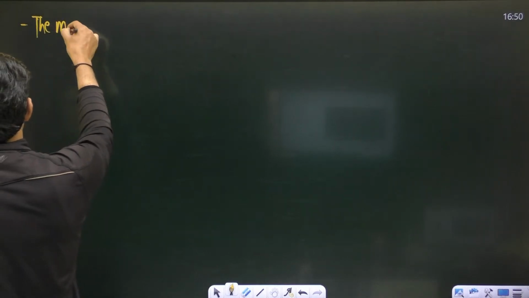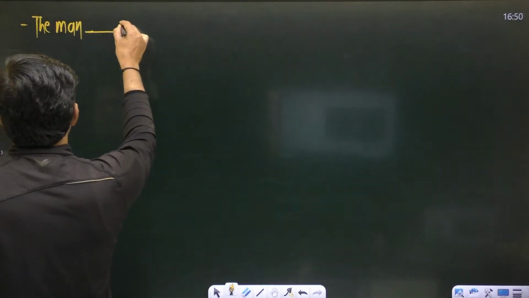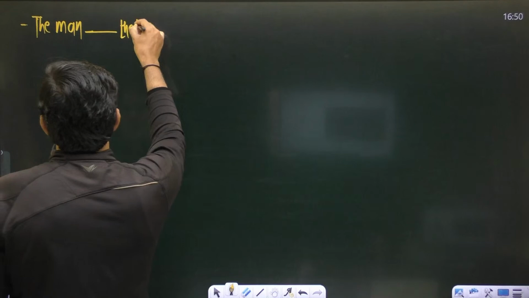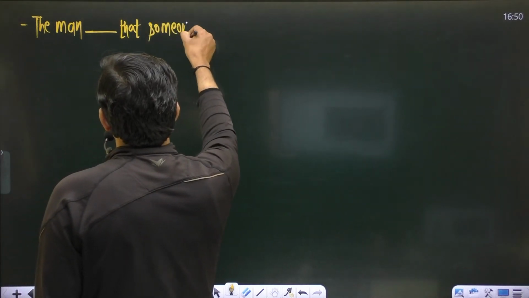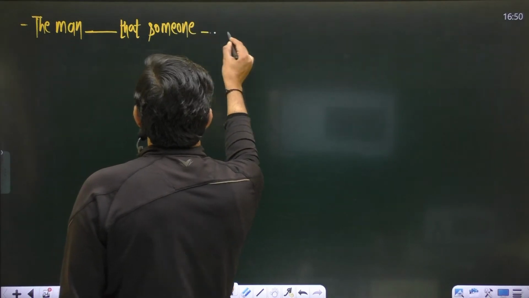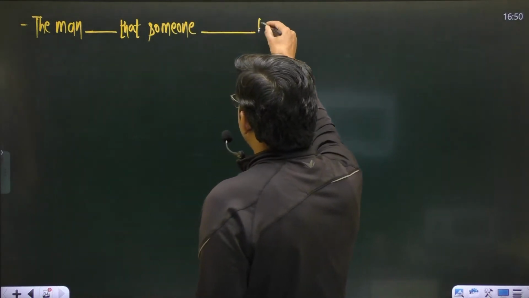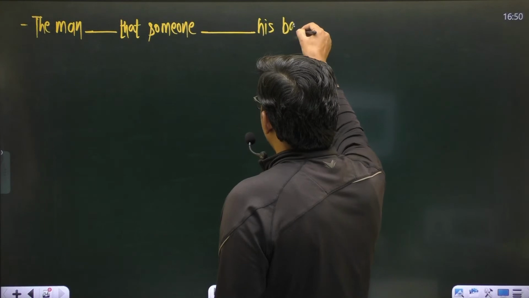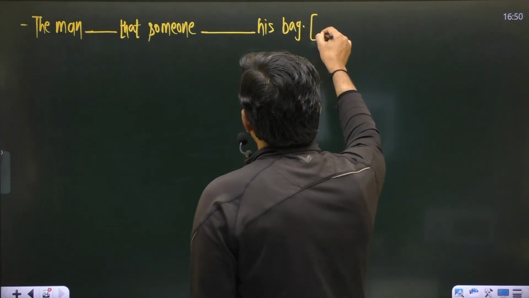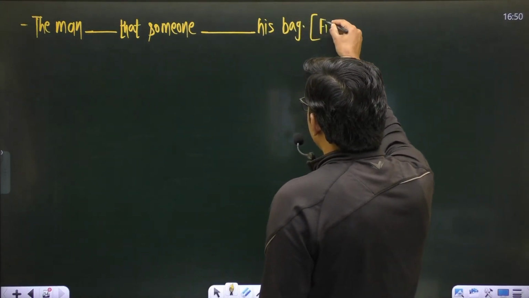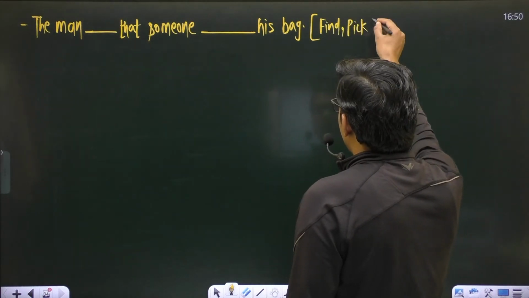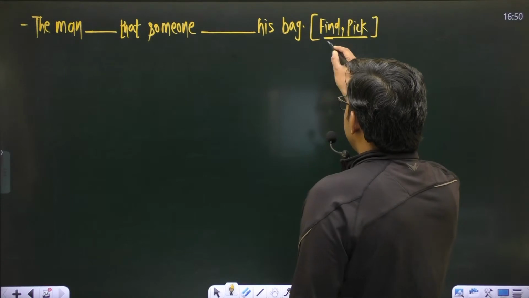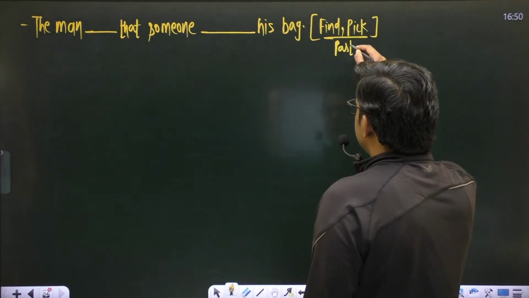If I say, "The man blank that someone blank his bag," you have to fill in the verbs like find and pick. You have two different verbs, and make sure this sentence is in past tense.